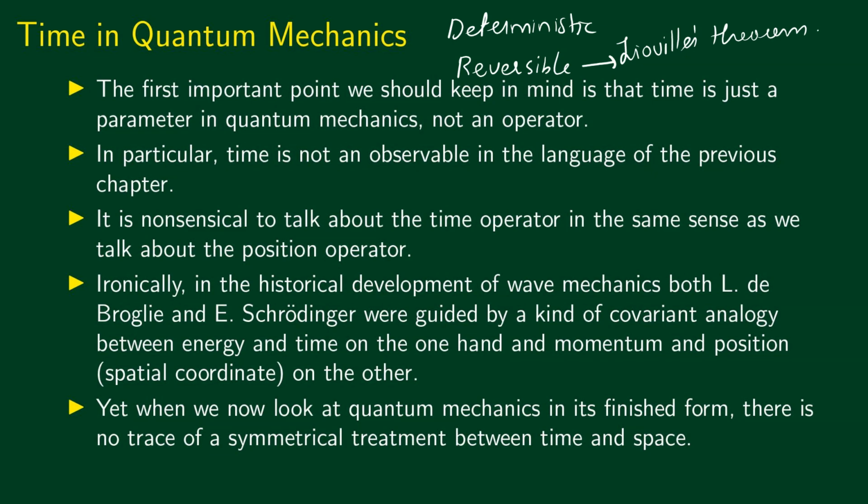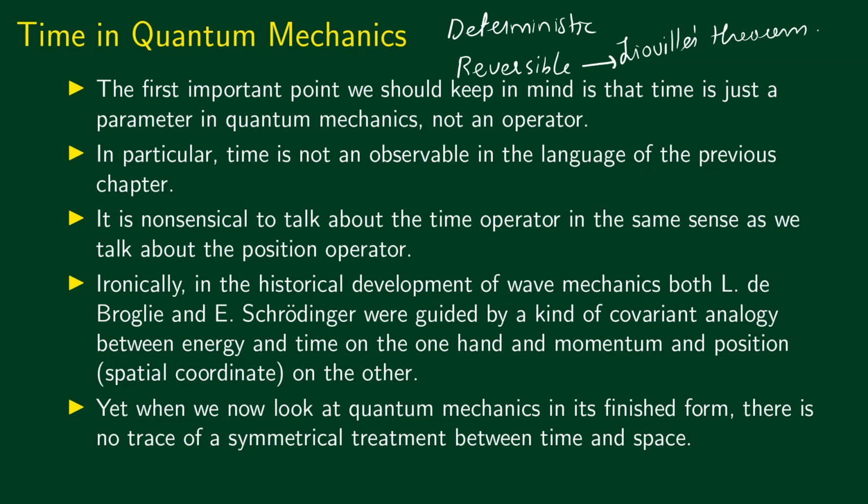We'll start with what we mean, how we represent time in quantum mechanics. The important point that we should keep in mind is that time is just a parameter in quantum mechanics. We saw that position is an operator, momentum is an operator, but we'll treat time as a parameter only, which means that time is not an observable. In other words, we don't have a time operator like we have a position operator. We have a position operator, we have a momentum operator, but it doesn't make sense to talk about a time operator in the same way. So we'll treat time as a parameter just like in classical mechanics.